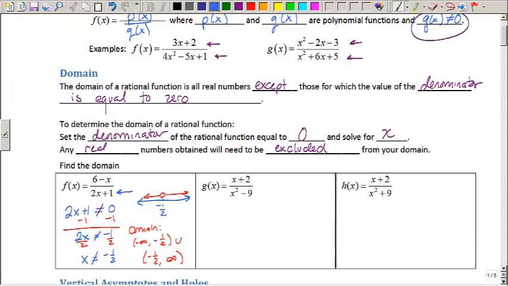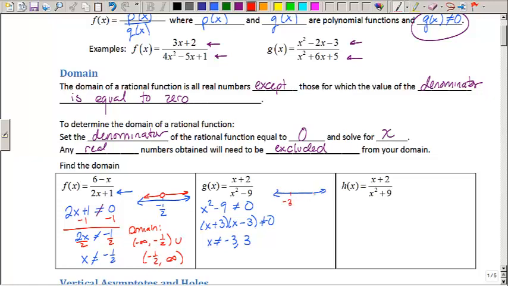Looking at the next problem, g of x is equal to x plus 2 over x squared minus 9. It is a rational function because we have a polynomial divided by a polynomial. Our domain is going to be all real numbers except if we have a domain value that makes the denominator 0. So I'm going to explore that case. Where does x squared minus 9 equal 0? Or really, I want all the values where it is not equal to 0. X cannot be negative 3, and x cannot be 3. What can x be? Everything else.